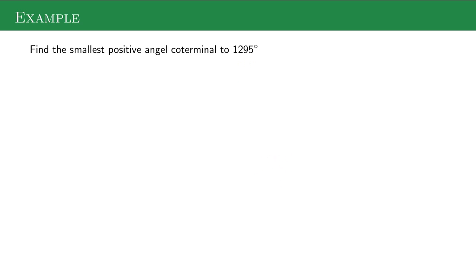Find the smallest positive angle coterminal of 1295. First thing I'm going to do is subtract 360. I get 935. This angle's still bigger than 360, so I can keep going. I can keep undoing these revolutions. Next I'm going to subtract another 360 and get 575. And subtract another 360 and get 215. So 215 is my answer because it's the first number I got under 360.